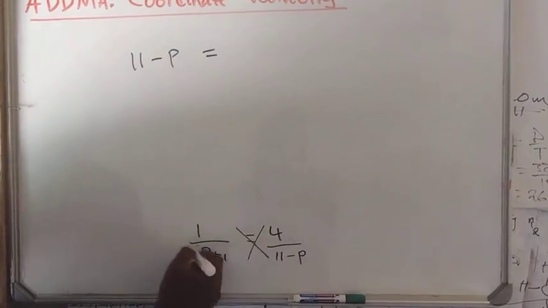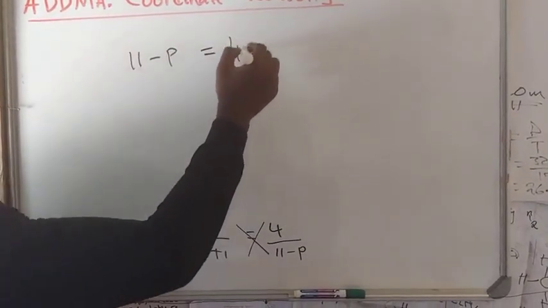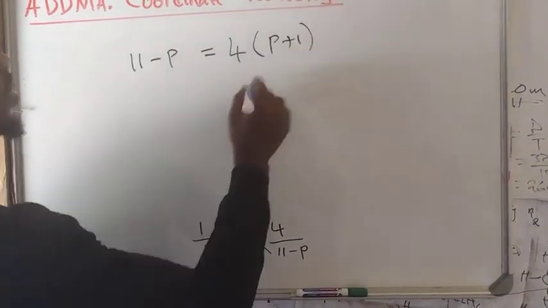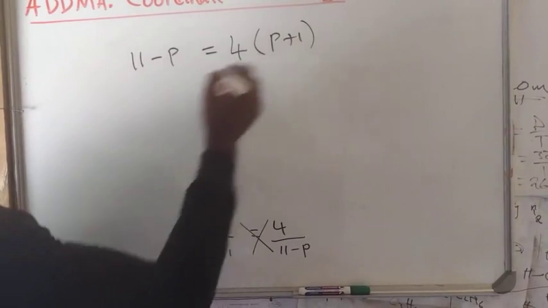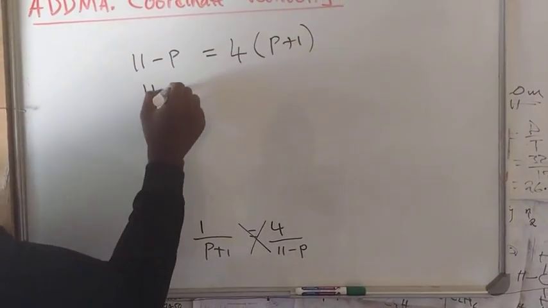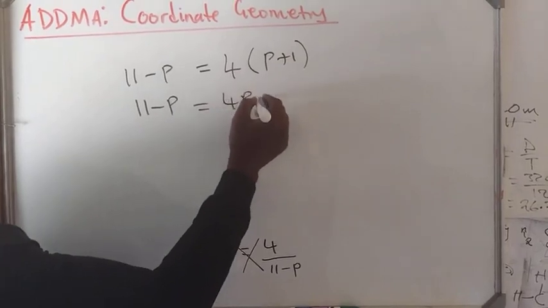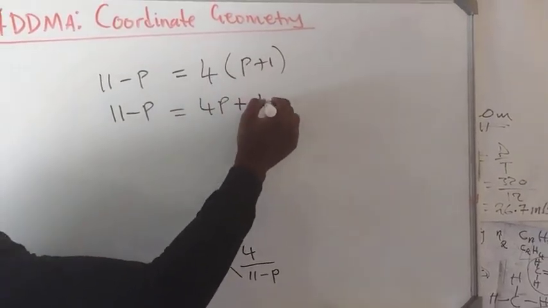now this 4 we multiply with this. So I'll write the 4 outside, and then I'll say p plus 1. P plus 1. So from here now, let's expand this side, where we say 11 minus p equal to 4 times p, 4p, plus 4 times 1, we get the 4.